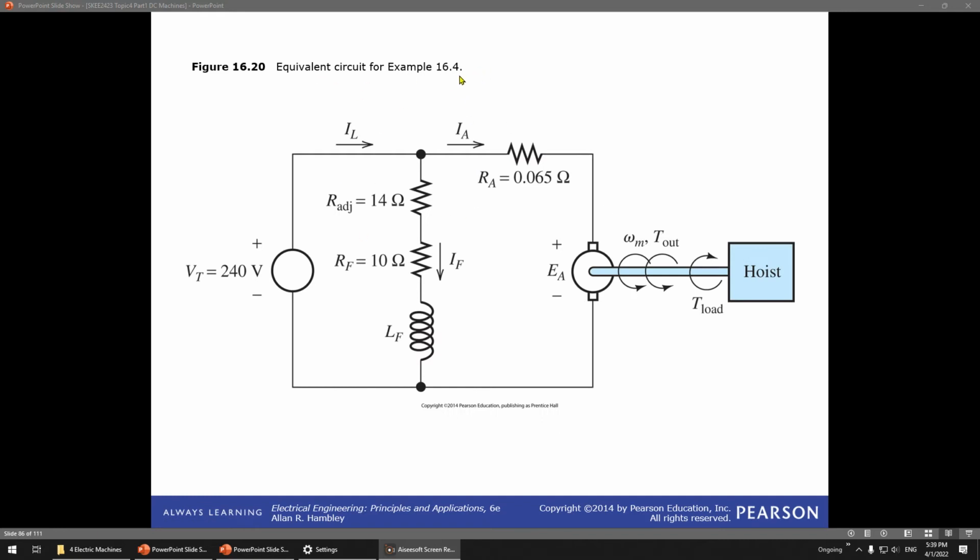This is example 16.4. You can see here the supply is 240 V DC. Make sure this is a DC machine, which means the supply is DC. This is IL, and IL is divided into armature current and field current. You have R adjust is 14, RF is 10, and LF we usually just ignore because this is DC, it doesn't mean anything, it's just a short circuit. Then you have IA, RA, the armature winding, which is much smaller, and then you have EA.